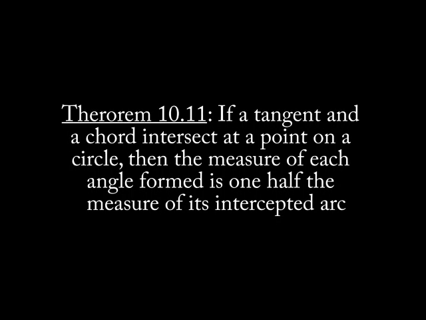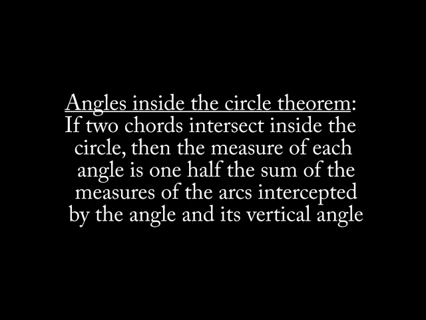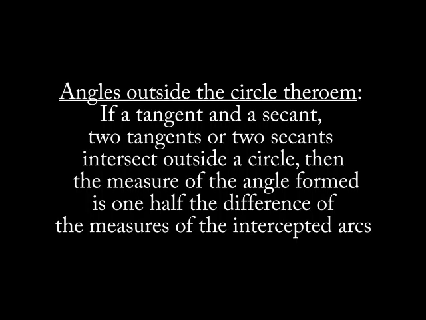Theorem 10.11. If a tangent and a chord intersect at a point on a circle, then the measure of each angle formed is 1/2 the measure of its intercepted arc. Angles inside the circle theorem. If two chords intersect inside the circle, then the measure of each angle is 1/2 the sum of the measures of the arcs intercepted by the angle and its vertical angle.